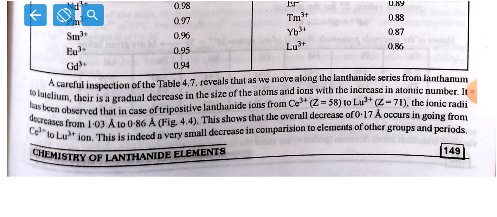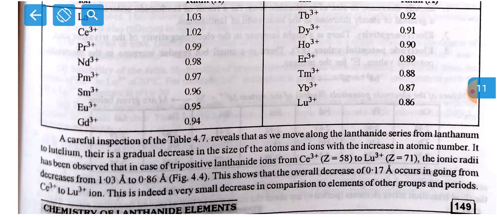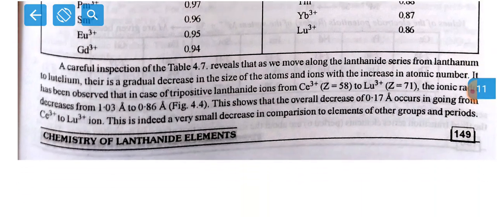A careful inspection of table 4.7 reveals that as we move along the lanthanoid series from lanthanum to lutetium, there is a gradual decrease in the size of the atoms and ions. With the increase in atomic number, it has been observed that in the case of tripositive lanthanoid ions, from cerium 3+, Z equal to 58, to lutetium 3+, Z equal to 71, the ionic radii decrease from 1.03 angstrom to 0.86 angstrom. This shows that an overall decrease of 0.17 angstrom occurs in going from cerium 3+ to lutetium 3+ ion. This is indeed a very small decrease in comparison to elements of other groups and periods.